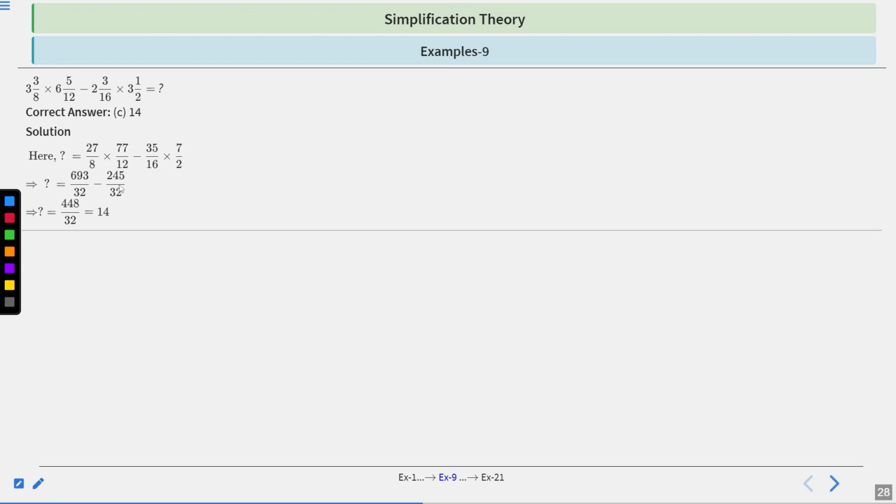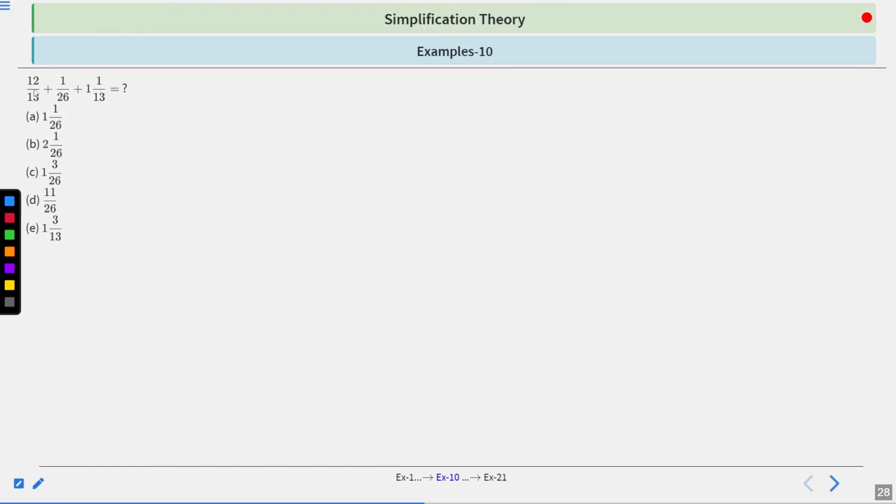Next one. 12 upon 13 plus 1 upon 26 plus 1 and 1 by 13. We have 5 options. First one is 1 and 1 upon 26. Second is 2 and 1 upon 26. Third one is 1 and 3 upon 26. Fourth one is 11 upon 26. And fifth one is 1 and 3 upon 13.